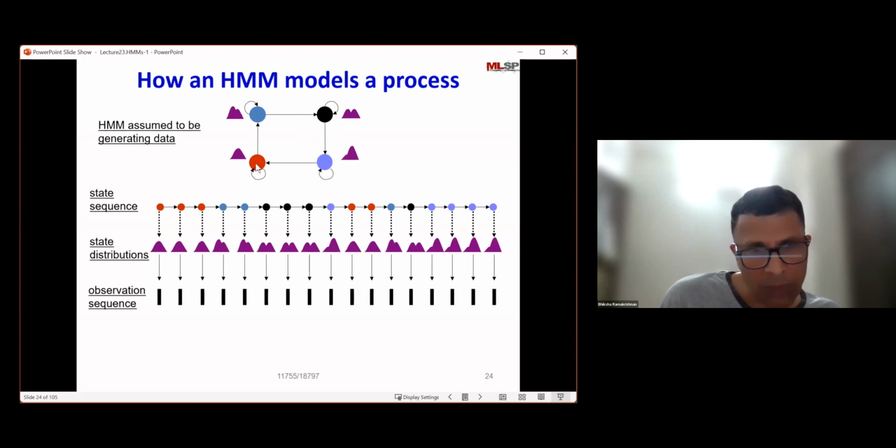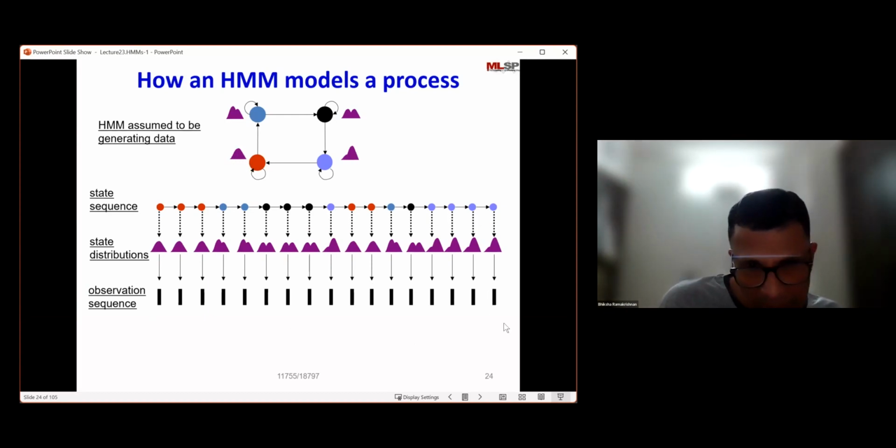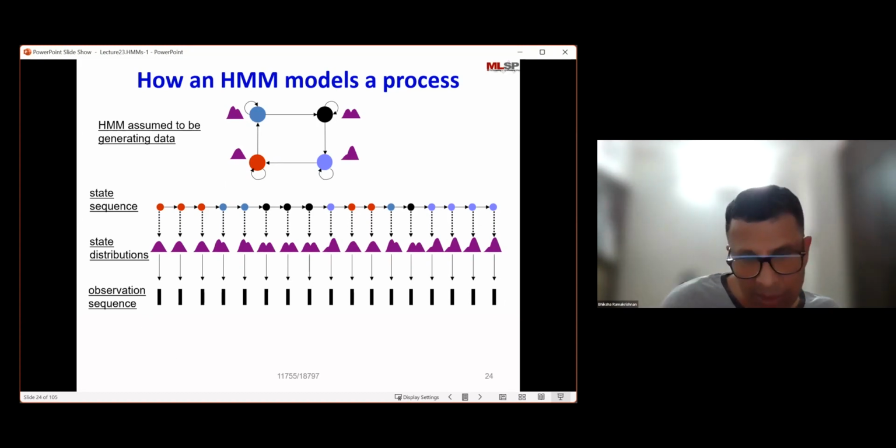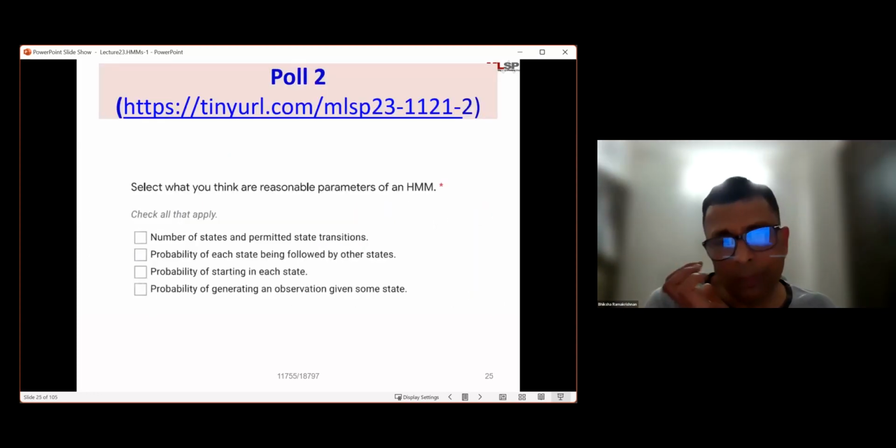So it could start off at the red state, then transition back to the red state, then back to the red state again, then go to the blue state, go back to the blue state, go to the black state, stay there twice more, go to the purple state, and so on. And then as it progresses through the states, each time it arrives at a state, it generates an observation from the distribution associated with that state. And what you get to observe is the observation sequence that is generated by the process. So here's your second problem.